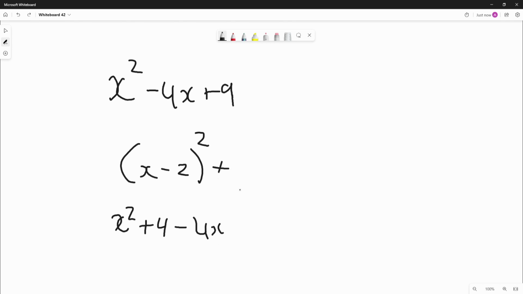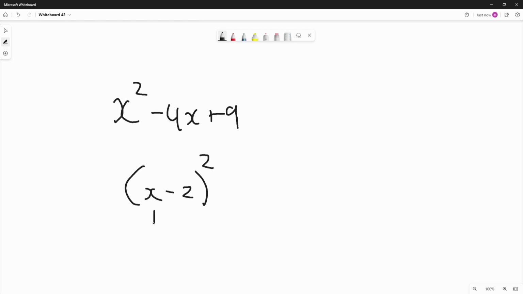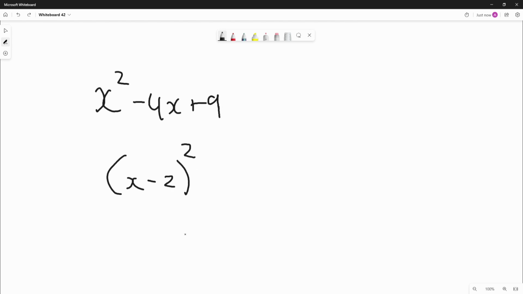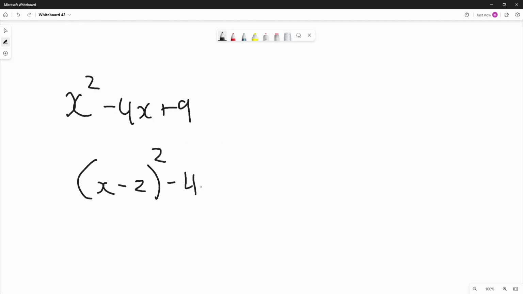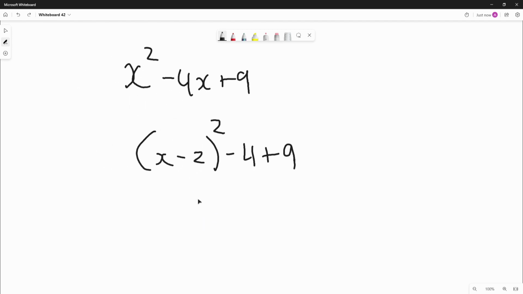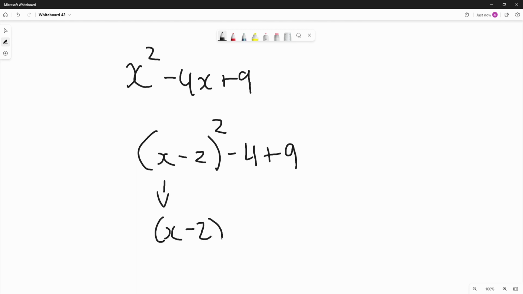But now let's say I don't want to expand this out and then write it all out again. A simple way I can do it is I want to minus the number squared, this number squared. So you're going to minus 4, and then you're going to add this number which doesn't have any x, plus 9. And if you see, this gives us x minus 2 squared plus 5. So this is just a simpler way of doing it.